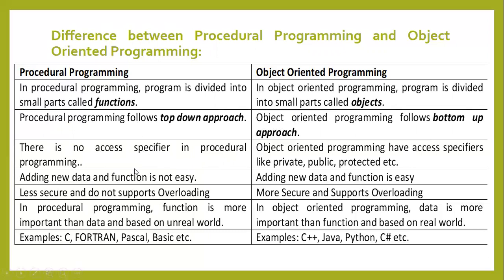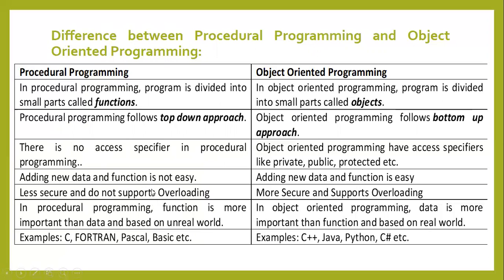as access specifiers. Adding new data to a function is not easy. Adding new data to a function in object-oriented programming is very easy. Procedural programming is less secure and does not support overloading. Object-oriented programming is more secure and supports overloading. In procedural programming, function is more important than data and it is based on the unreal world. And in object-oriented programming, data is more important than function and it is based on the real world.